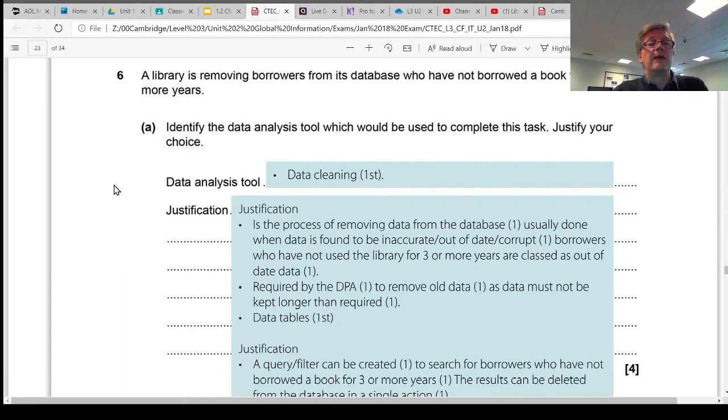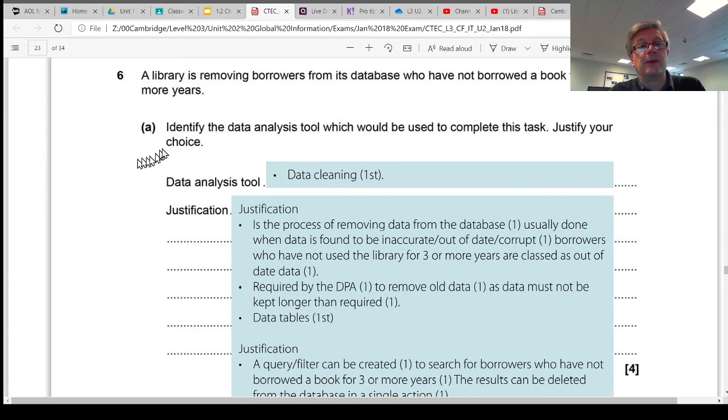So a question that came up on the exam was this: a library is removing borrowers from its database who've not borrowed a book for 3 or more years. So the likelihood is they're either no longer members of the library, they moved away from the area, or they may have died, or maybe they're just not that interested in the library anymore. So the library's decided, well, let's just update the database according to the Data Protection Act, get rid of any people who maybe ought not to be there anymore.